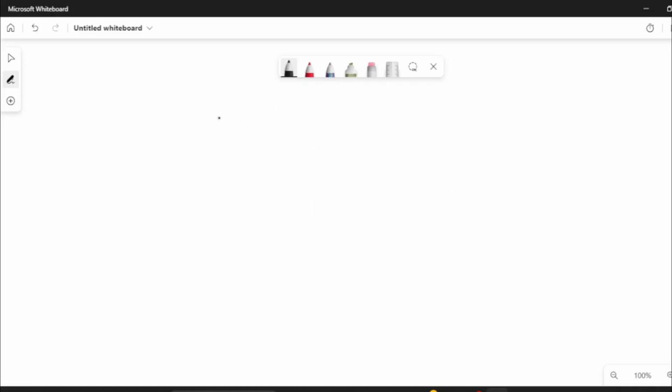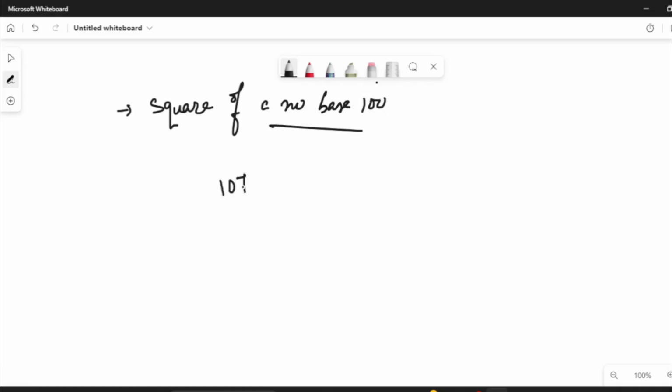So in today's class, we are going to see how we can find out the square of such kind of numbers which are very close to 100. Okay, so today's topic is find the square of a number whose base is 100. That means we are going to find out the square of such kind of numbers which are very close to 100. Let's take an example, 107 square. So how can we find the square of this number?